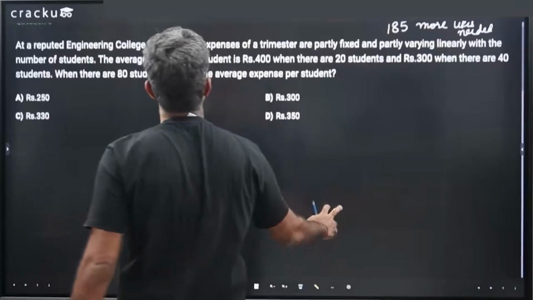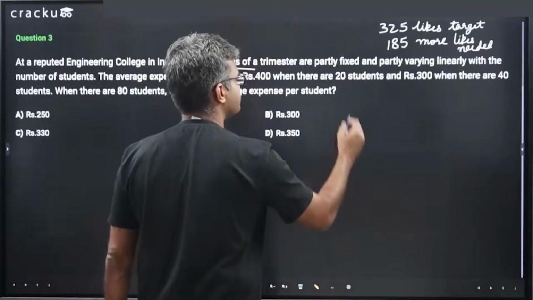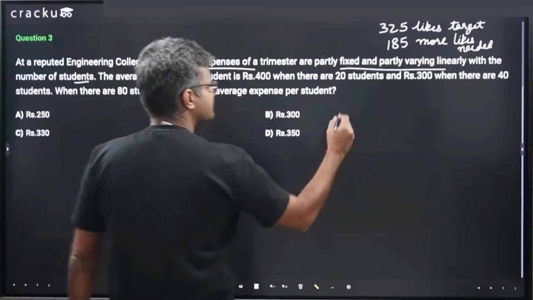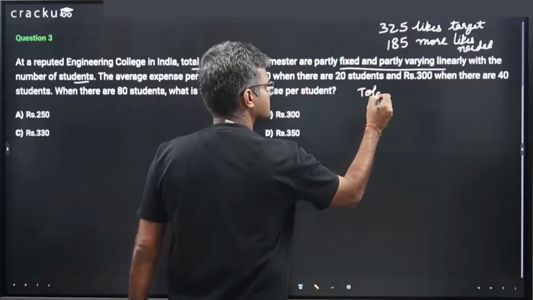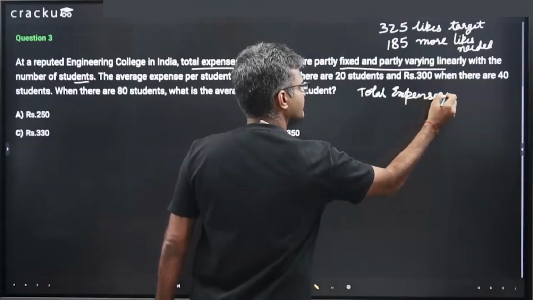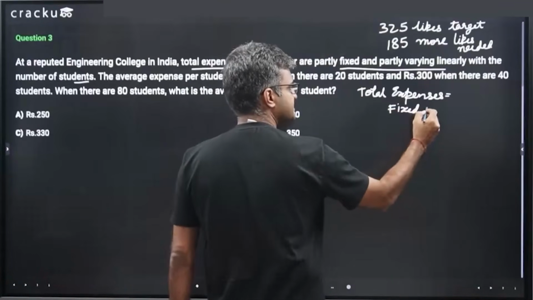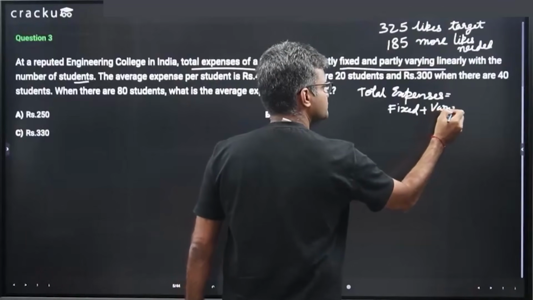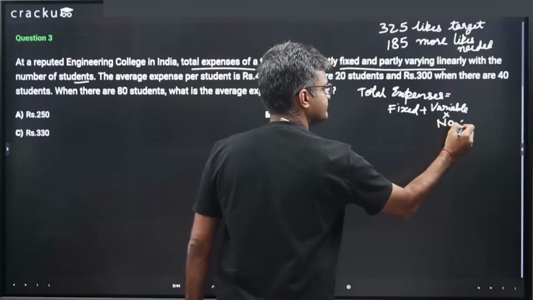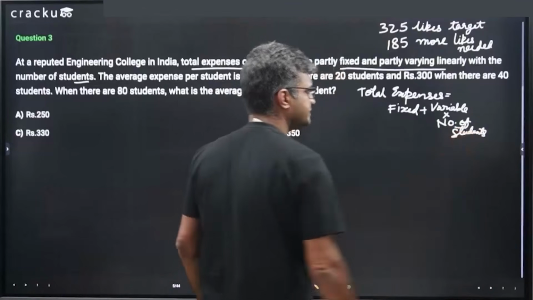In a reputed engineering college in India, the total expenses of a trimester are partly fixed and partly varying linearly based on the number of students. So total expenses will be of the form fixed plus variable into number of students. This is basically what is told to us.